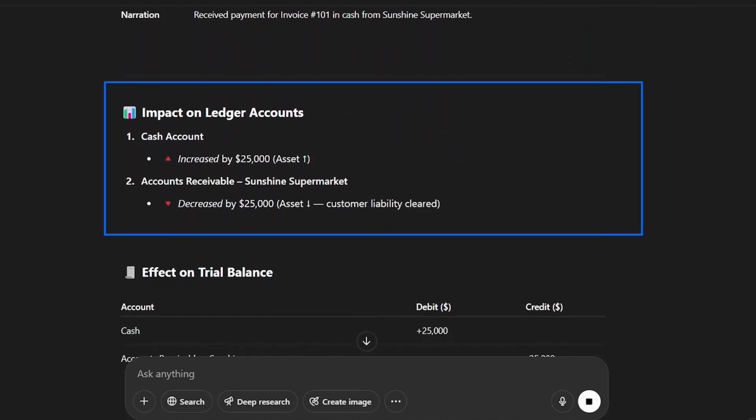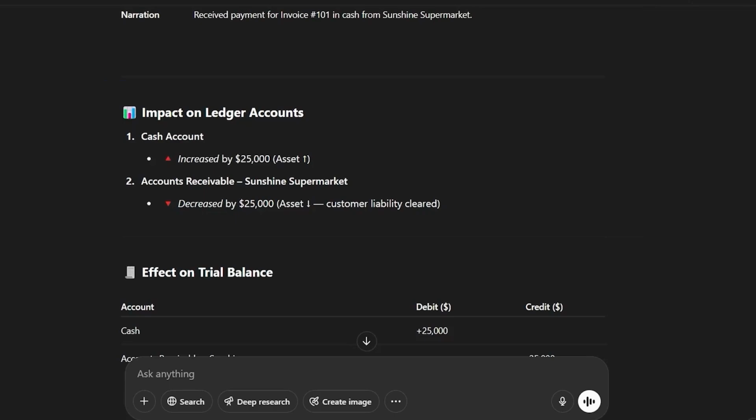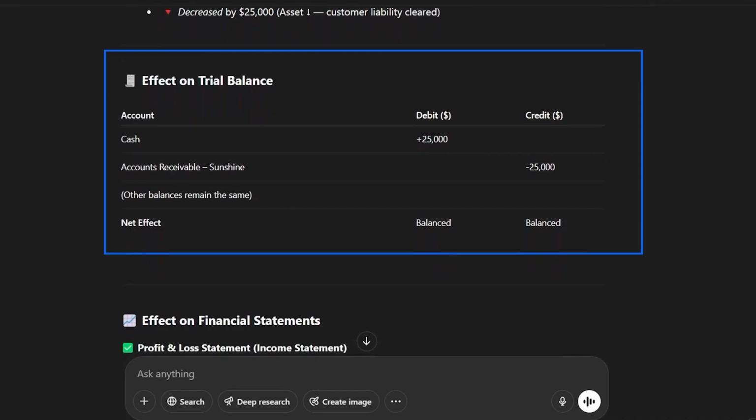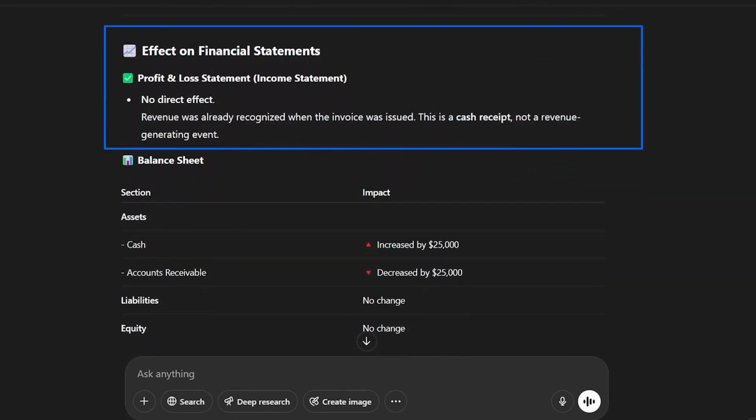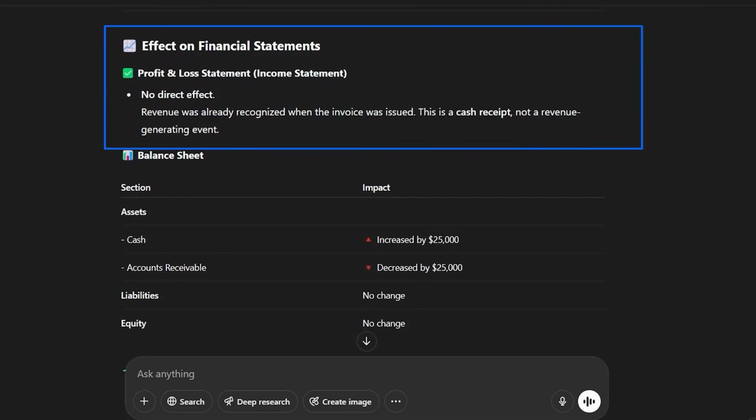ChatGPT then outlines the ledger impact. The cash account increases by $25,000, while accounts receivable decreases by the same amount, clearing the balance owed by the customer. In terms of the trial balance, ChatGPT confirms that the books remain balanced. Total debits and credits still match after the entry, and only the composition of assets is affected. There is no change in revenue or expenses on the profit and loss statement since the income was already recorded at the time the sale occurred.